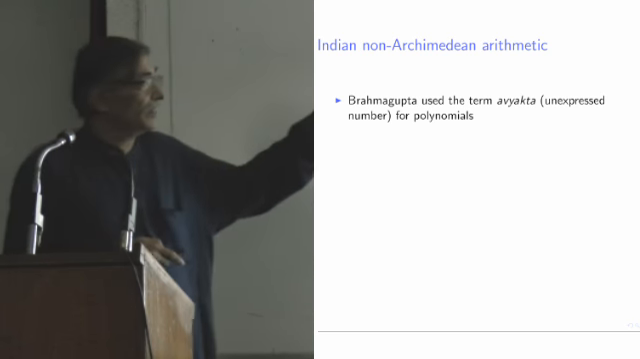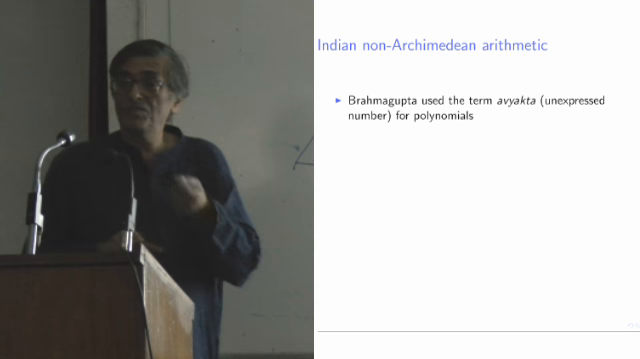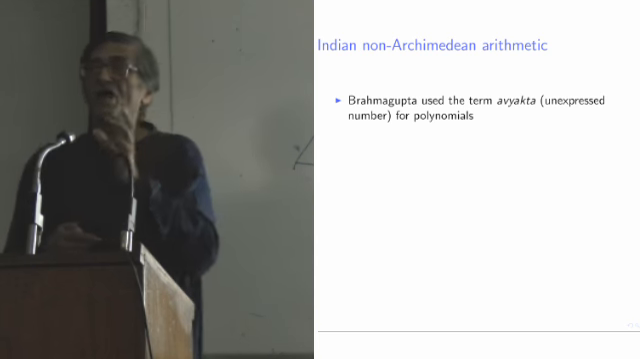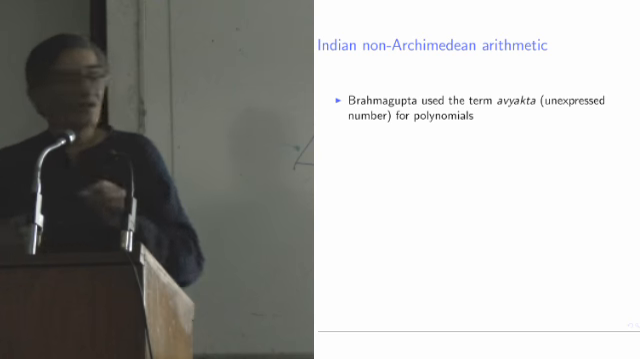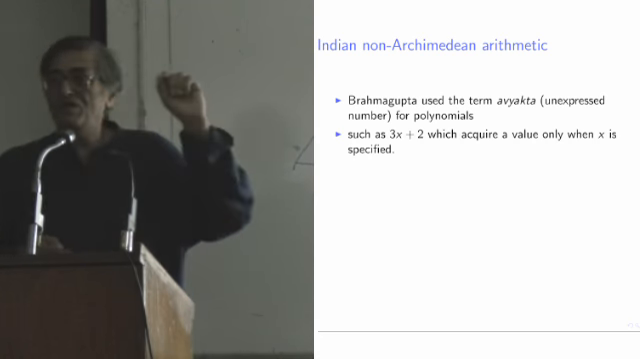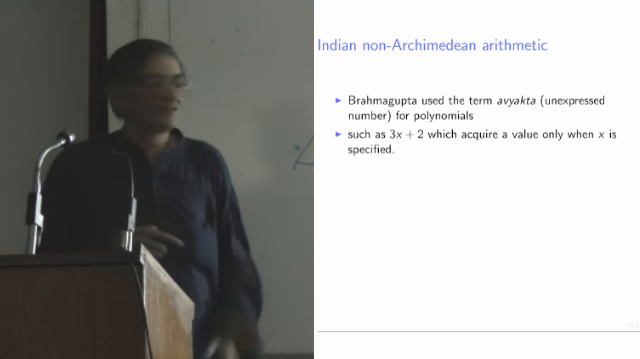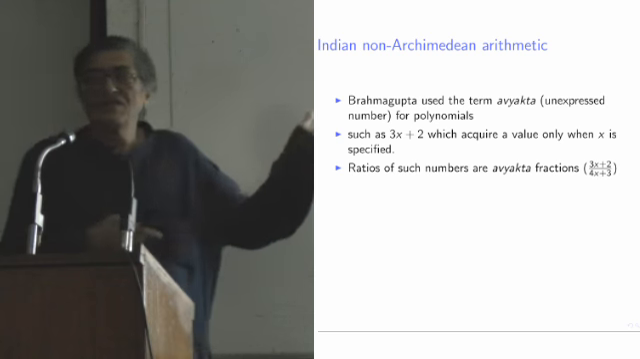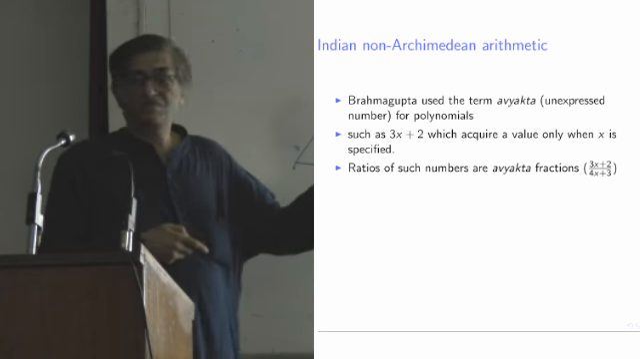So here there was non-Archimedean arithmetic. Why? Because Brahmagupta introduced polynomials. A polynomial is something called an abacus number. If you have something like 3x plus 2, 2x plus 3, it acquires a value only when you give a value to x, so it's not expressed. Then when you take ratios of these, you say, well, this is an unexpressed fraction.